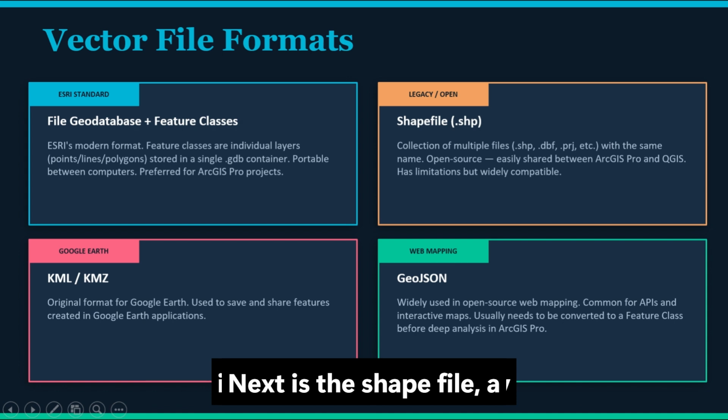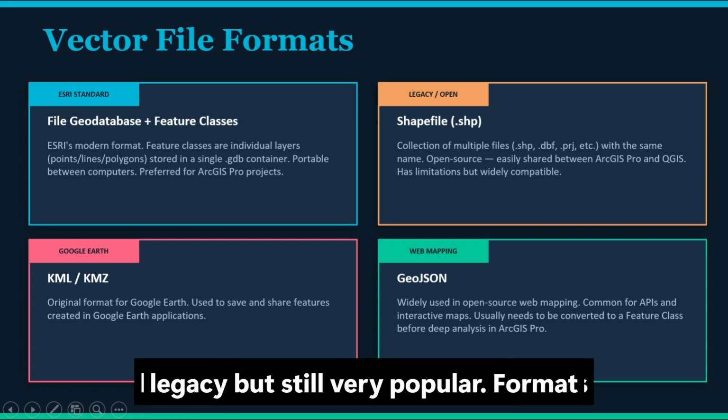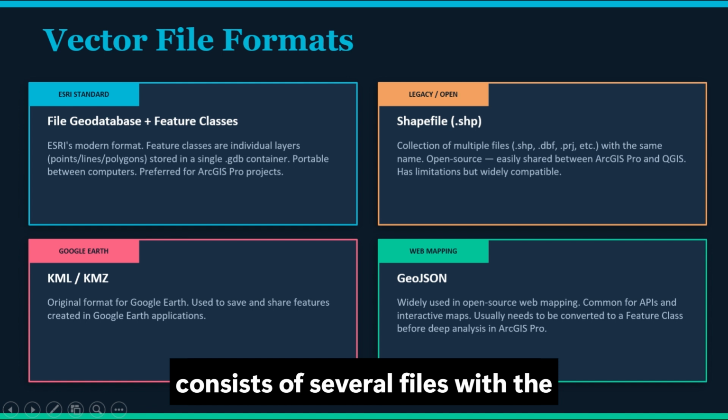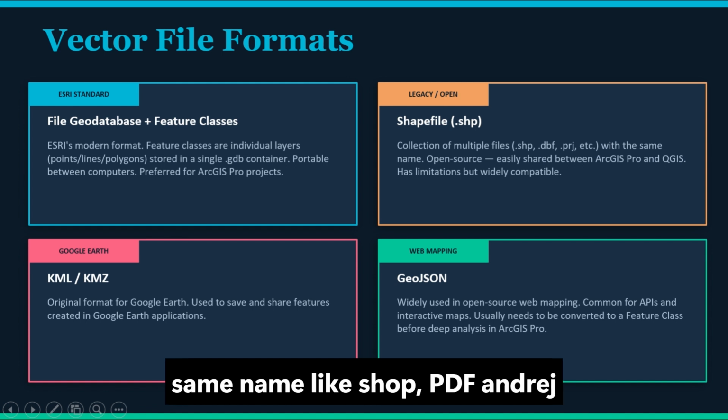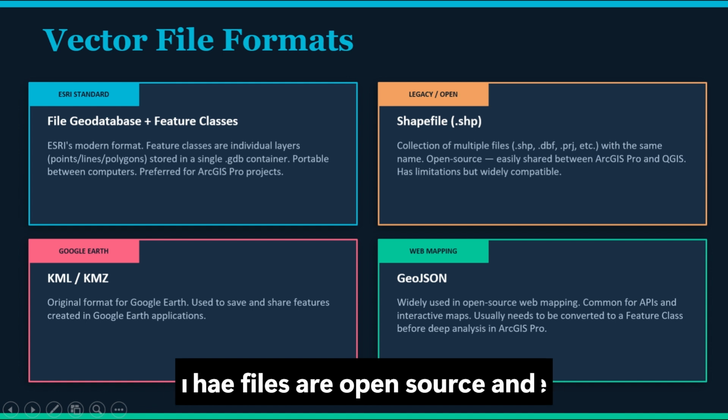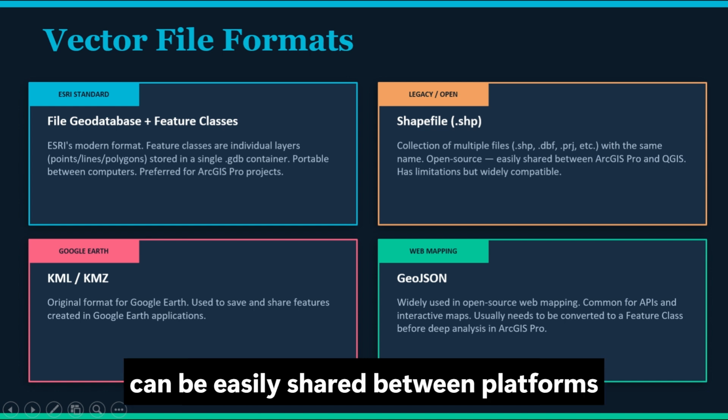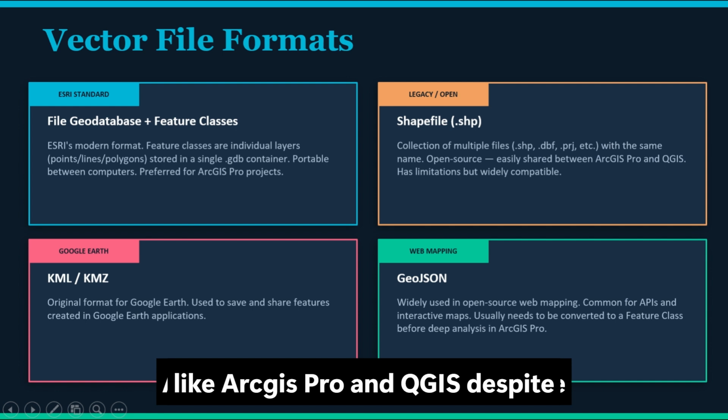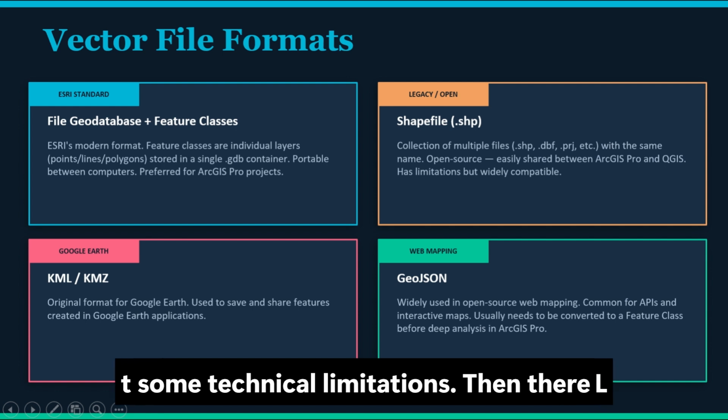Next is the shapefile, a legacy but still very popular format. It consists of several files with the same name, like .shp, .dbf, and .prj. Shapefiles are open source and can be easily shared between platforms like ArcGIS Pro and QGIS, despite some technical limitations.